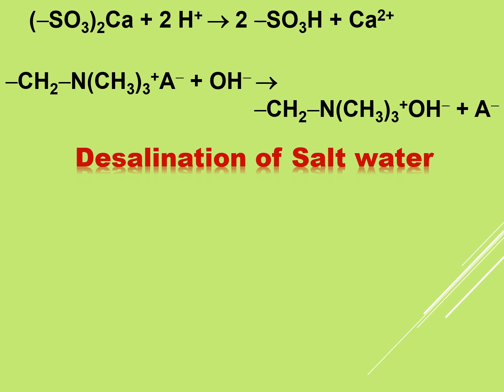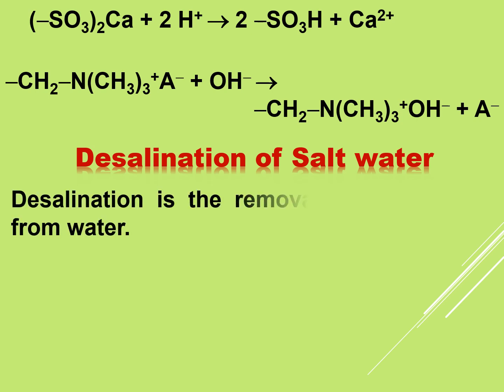Now, next method, that is called desalination. So we were looking at water softening, that is removal of hardness causing substances from water. One method we saw was polymeric ion exchange method. Second method is called desalination. What do you mean by desalination? Removal of salt content from water.